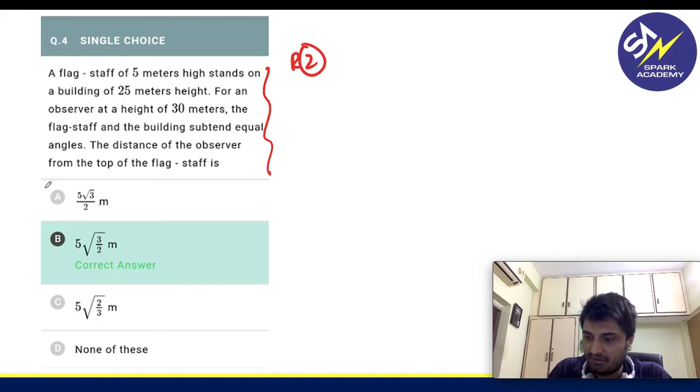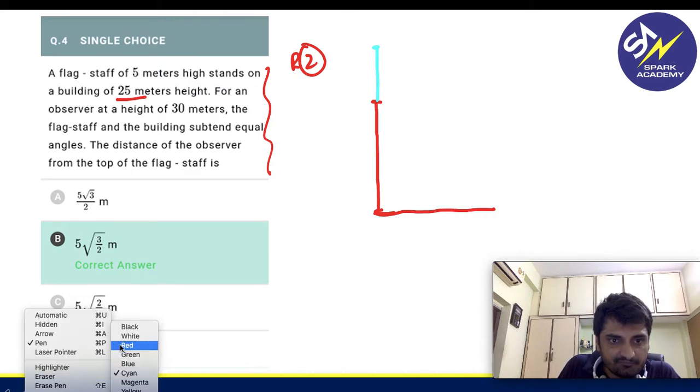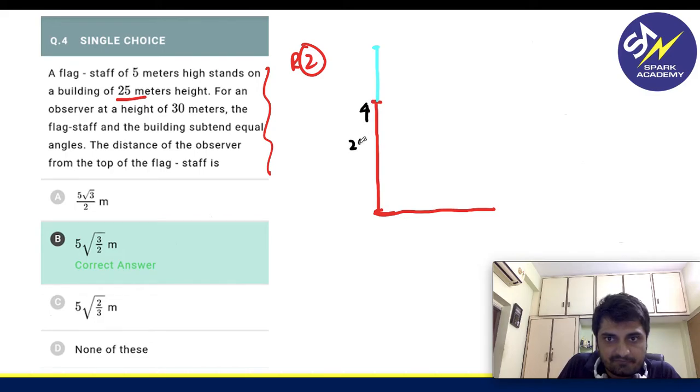First we have done, second we have done. Now I am coming to the fourth question, everyone. Fourth question of your NTA Abhyas mock test 1. Now, how can you do this, everyone? So basically, the simple method is, a building is there 25 meters high. So let's draw first. This is 25 meters, right? This is the floor of the building, let's say. On the top of the building, there is a pole of 5 meters. This part, he's saying it as 25 meters. This part, he's saying it as 5 meters.